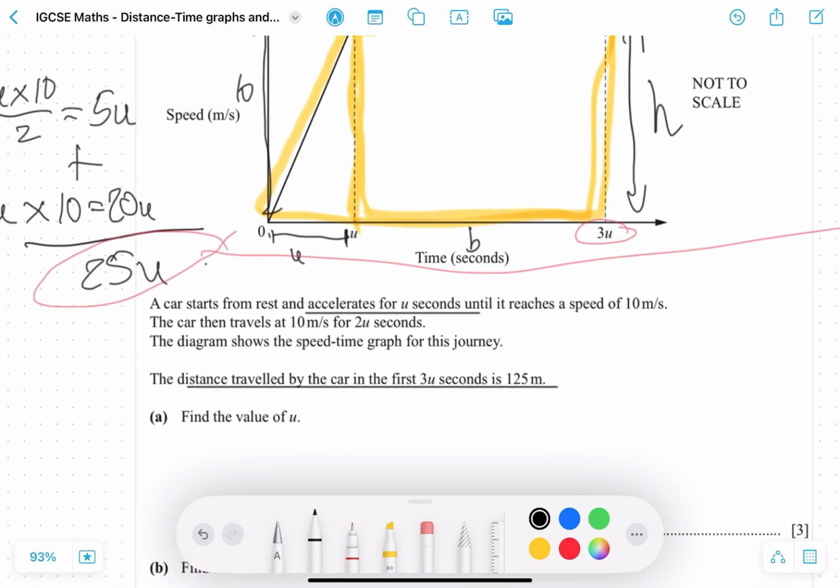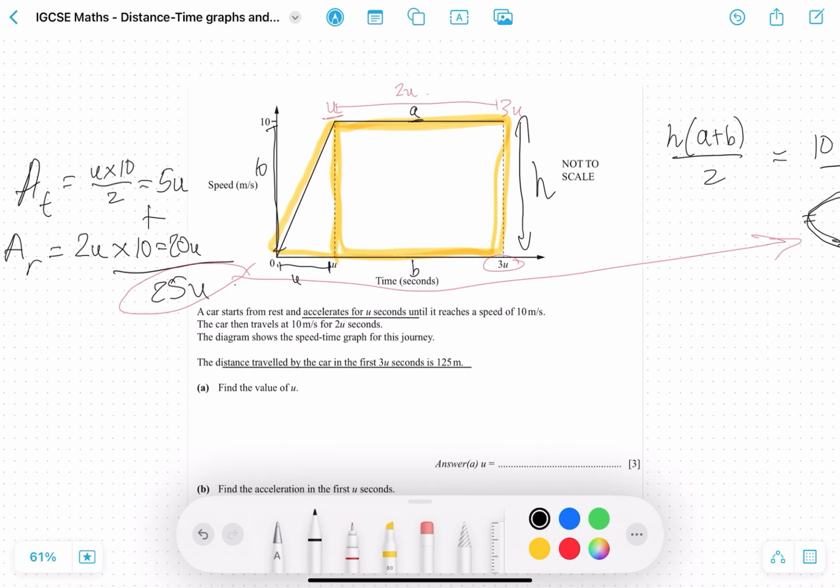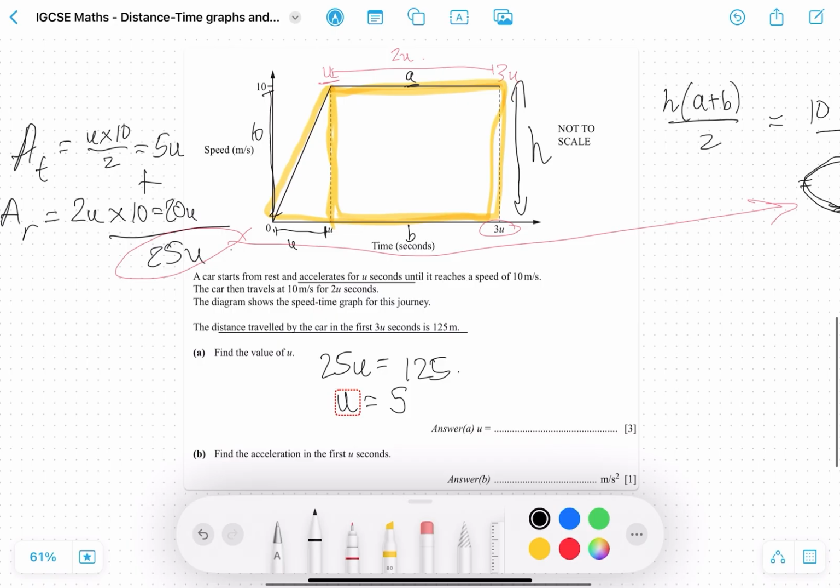So now we can set, since the area under the curve is distance traveled, and the area is 25u and the distance traveled is 125 meters, we see that 25u is equal to 125. Therefore, if we divide both sides by 25, we see that u is equal to 5. So therefore, the value of u is equal to 5.